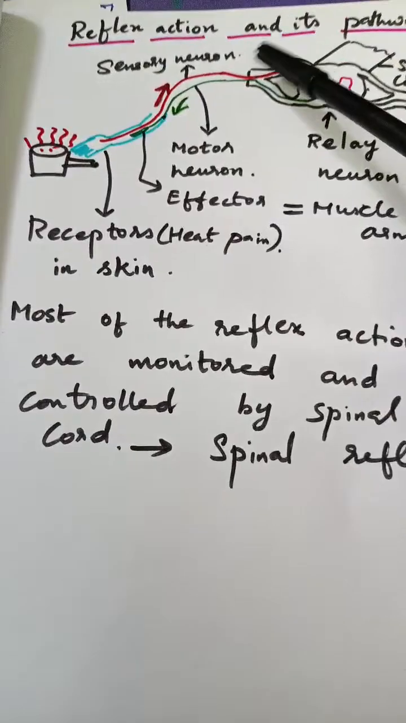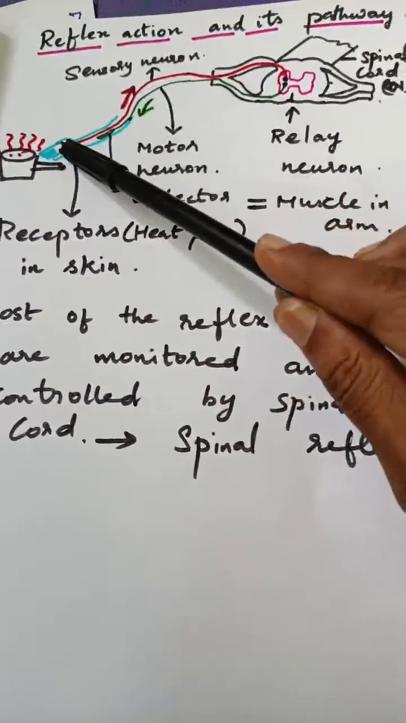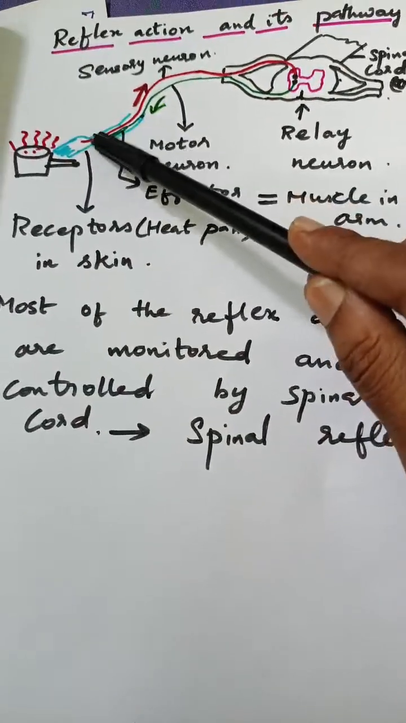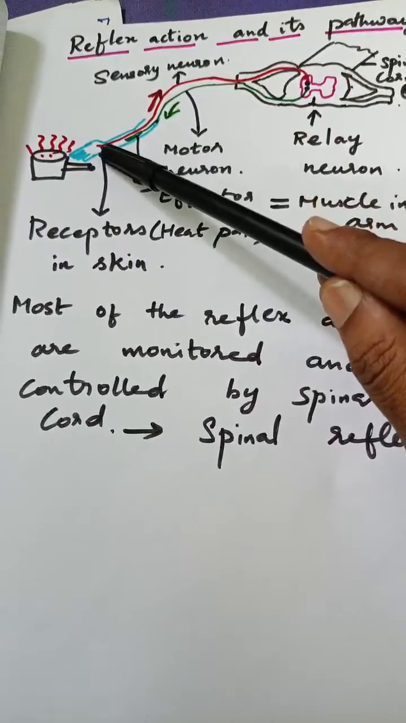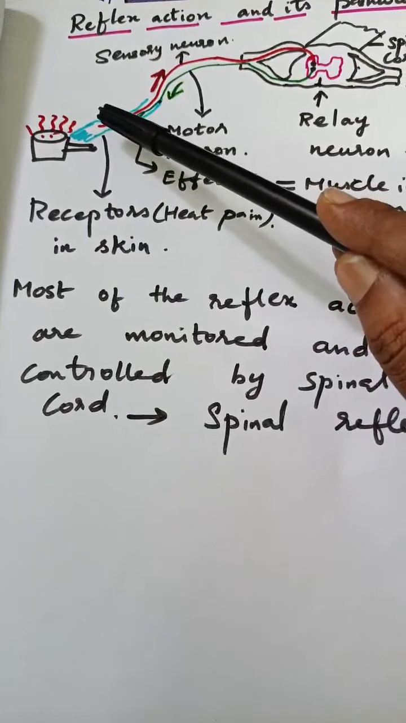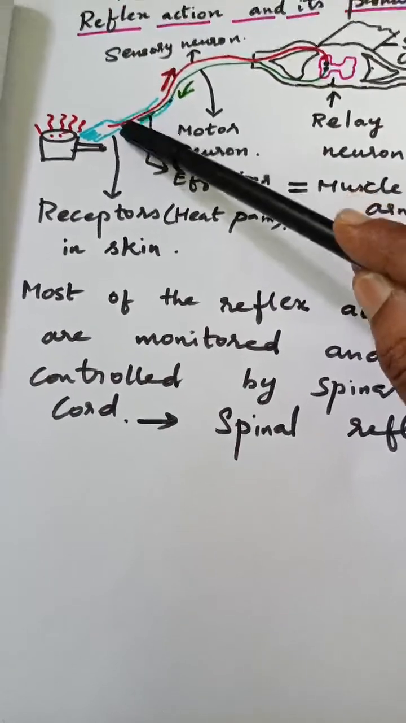How does this happen? This happens in a fraction of a second. Now your receptor is the hand, your skin. It is going to send the signal. That is how the stimulus from the environment is sensed through your skin. Your skin is a sensory receptor.